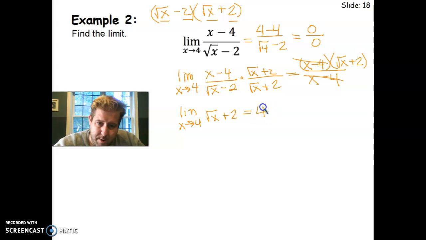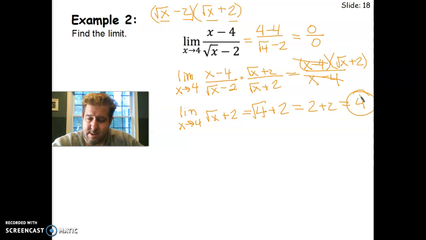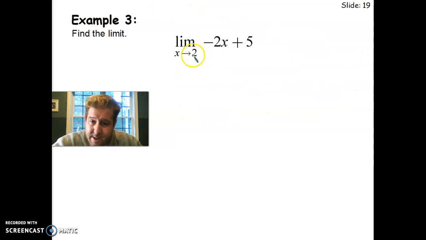So the limit as x is approaching 4 of square root of x plus 2. Now I can just plug my numbers in. Square root of 4 plus 2, which ends up being 2 plus 2, which is 4. 4 is our limit. All right, for the next one, I'm just going to plug in 2 for x.